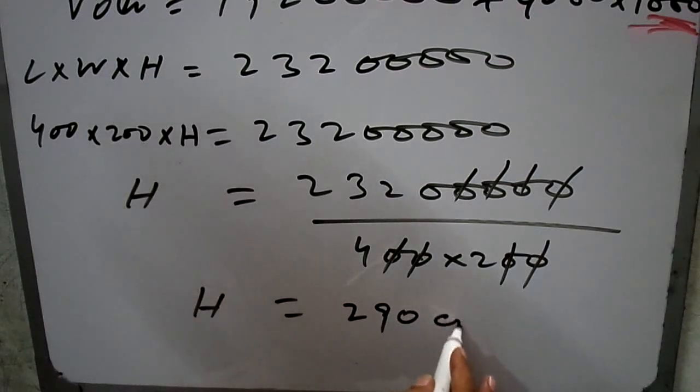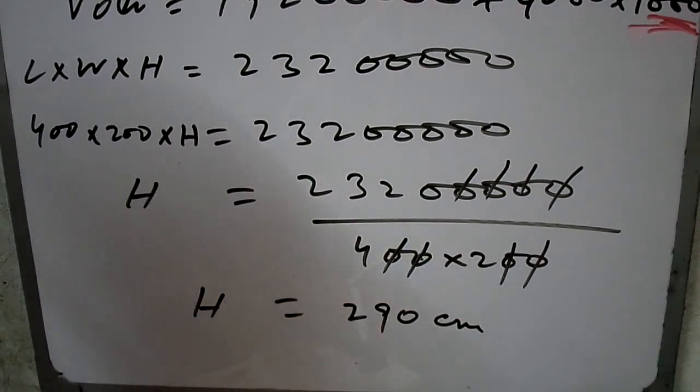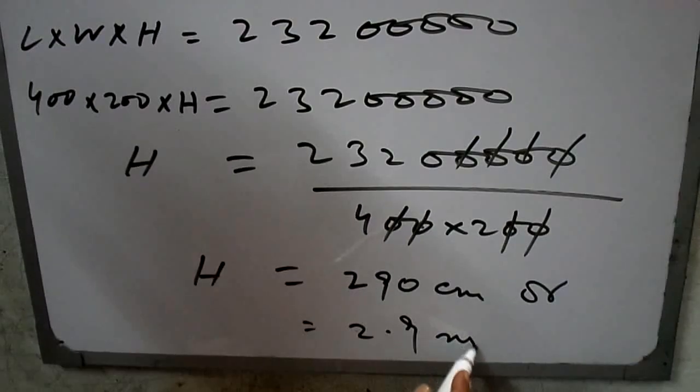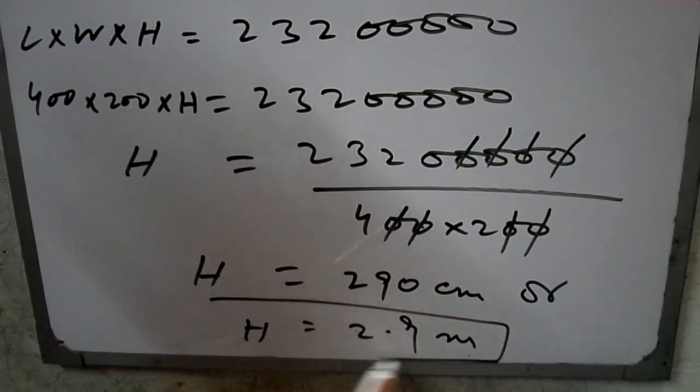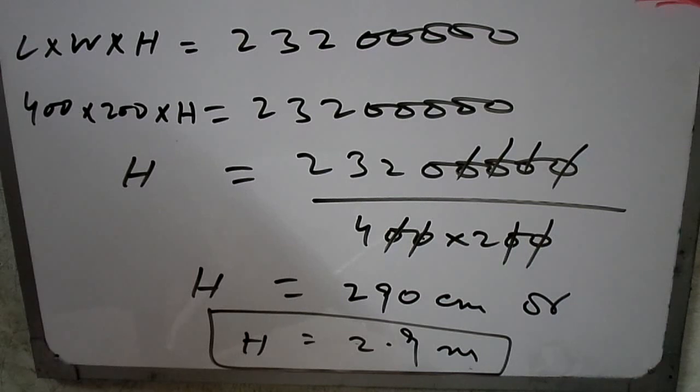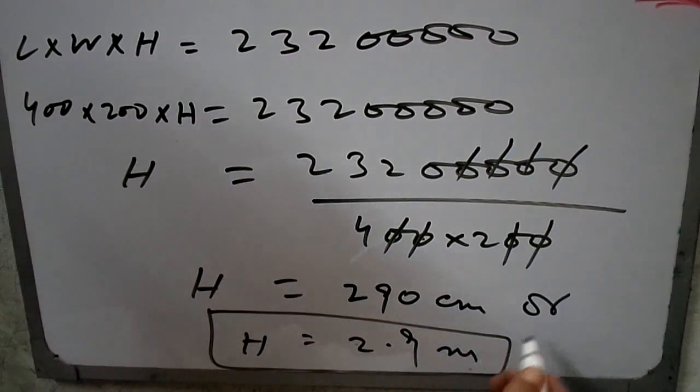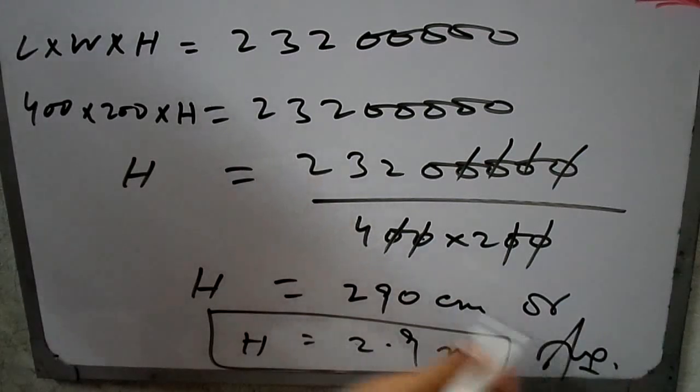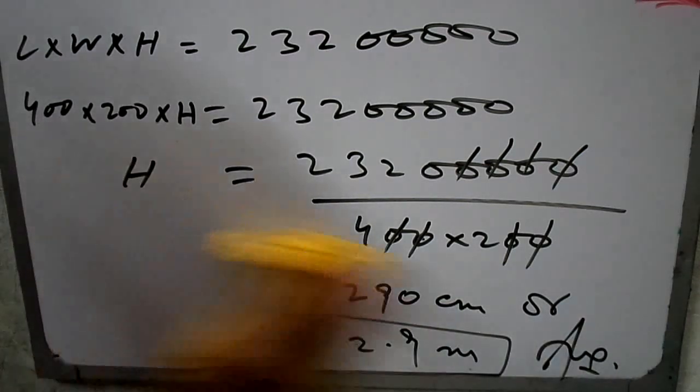290 centimeters, or you can say that centimeter should be converted to meters, so divided by 100 you will get 2.9 meters. So both are the same thing. So that is your answer. Centimeter is converted to meter, that is 2.9, so that is your required answer. Coming to question number 7.